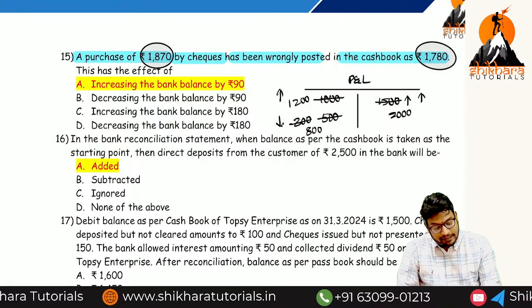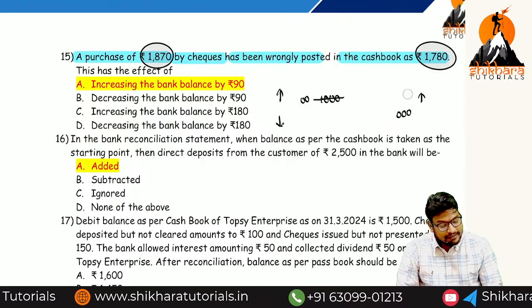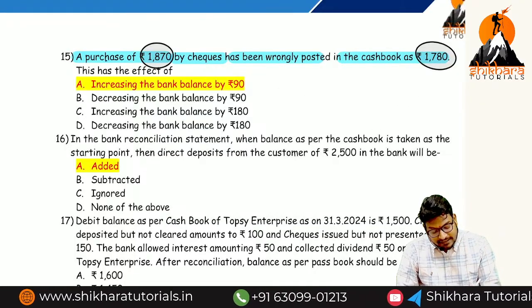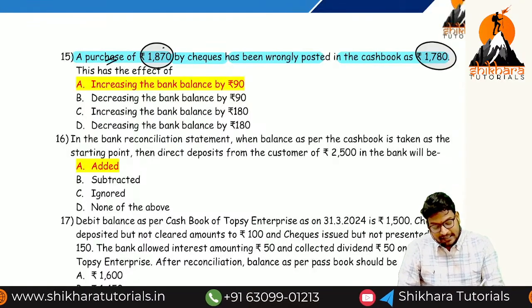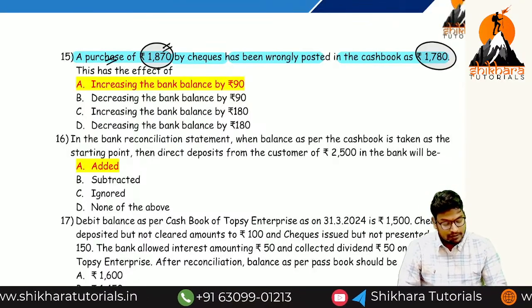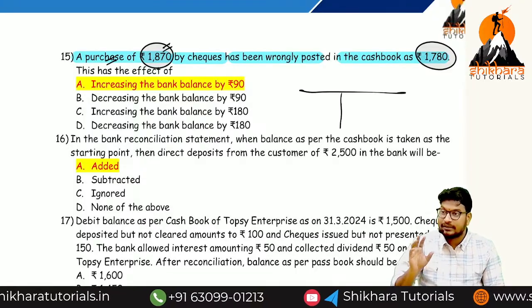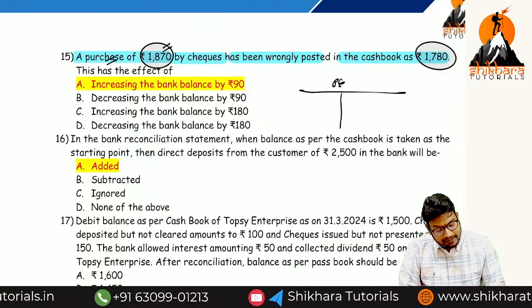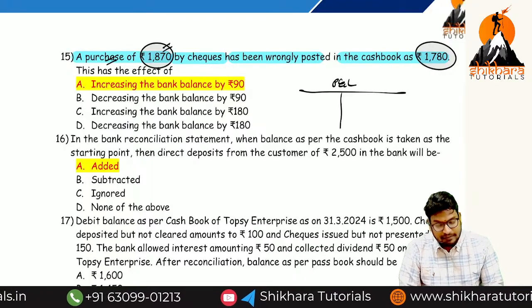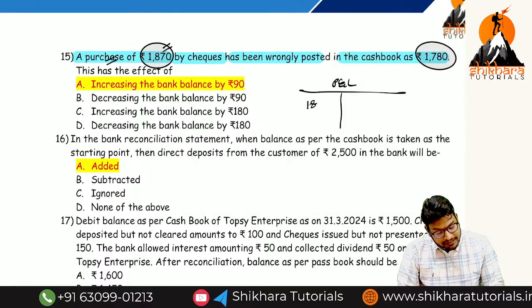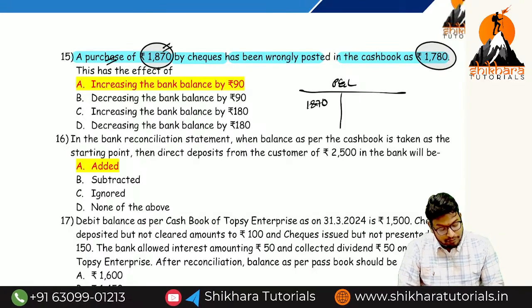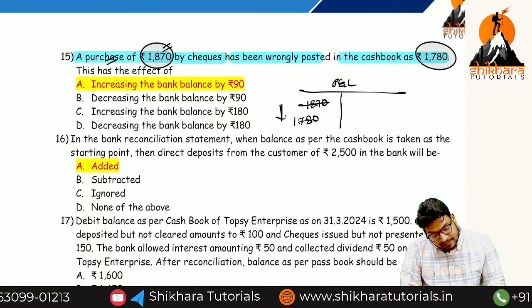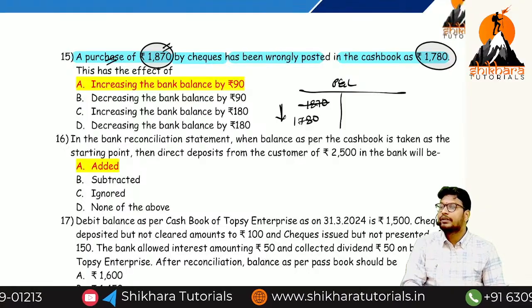Now what is purchase, expenses or income? Expenses. What is the actual expenditure value? 1870. So I am linking with the P&L account, but unfortunately this is a cash book. In the P&L account, expenses will be recorded on which side? Debit side. So how much do we need to record? 1870. But how much have you recorded? 1780. If the expenses decrease, automatically profit is going to increase.